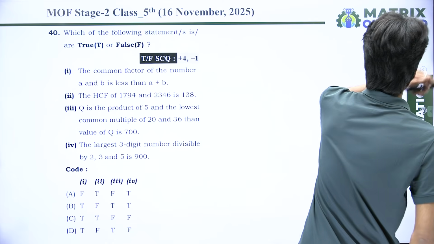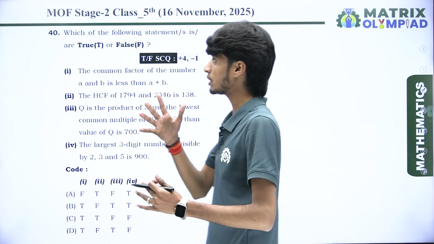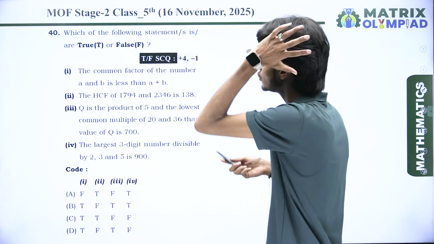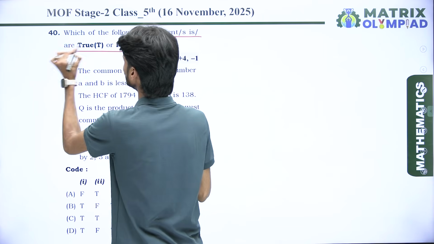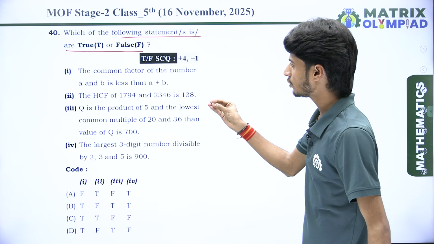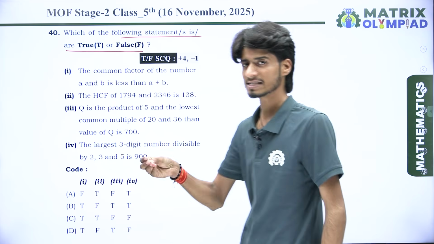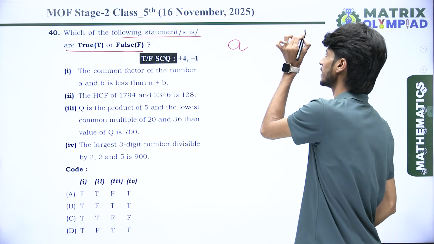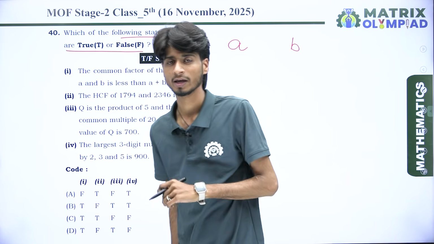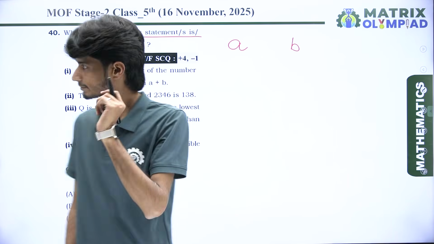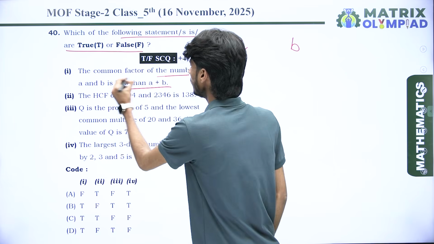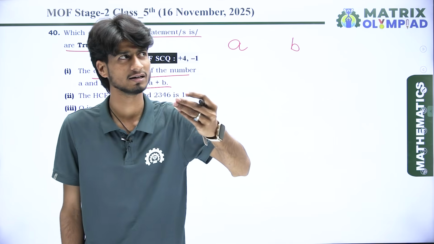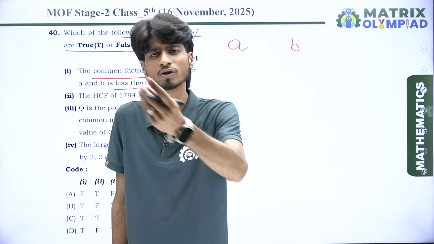So the next question is question number 40, which is also a true or false statement based question. What does it say? Which of the following statements is true or false? The common factor of the numbers A and B is less than A plus B. Look, here we have two numbers. The first one is A, the second one is B. Now we want to find out the common factor of the numbers. Common factor means like HCF or another common factor.